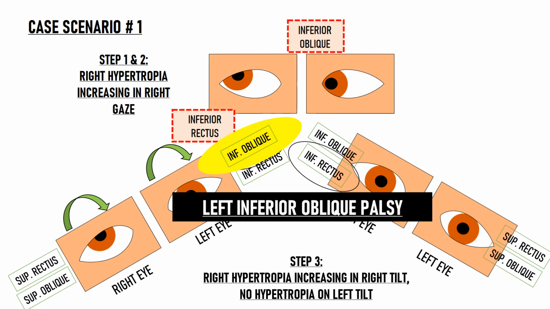This third step of Parkes 3-step test is also known as the Bielschowsky head tilt test. I know that many of you are still confused at this point because we are talking about the torsional action in head tilts. How am I using that to solve a problem related to their vertical actions? So let's understand that as well.